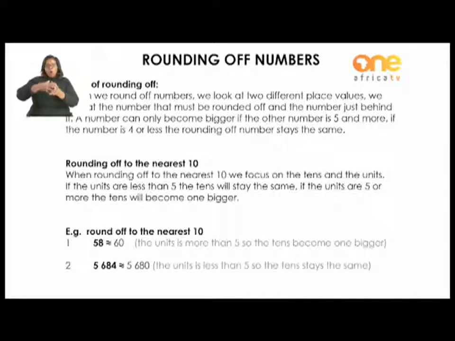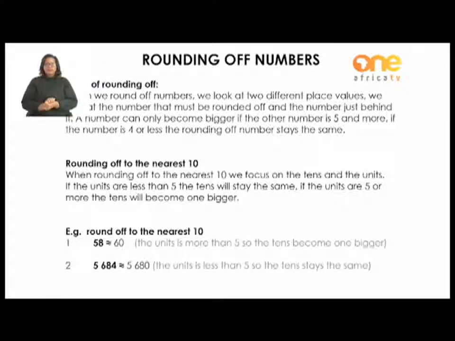So when we round off to the nearest 10, we find the number in the 10th place. That is the number that will either stay the same or become 1 bigger. And we focus on the units. If the unit is 5, 6, 7, 8, or 9, the 10 will become 1 bigger. If the units are 4, 3, 2, 1, then the 10 will stay the same.